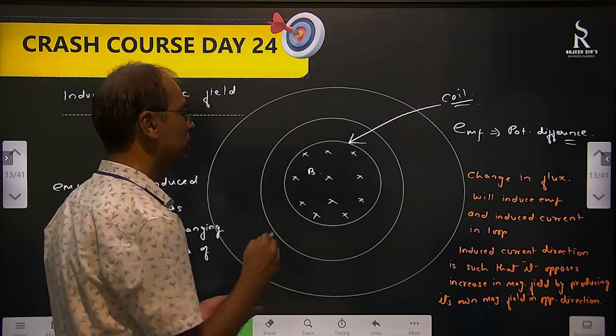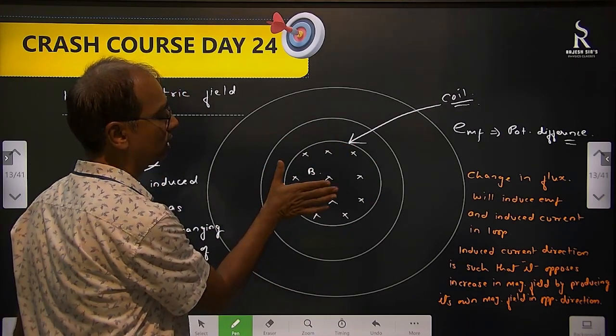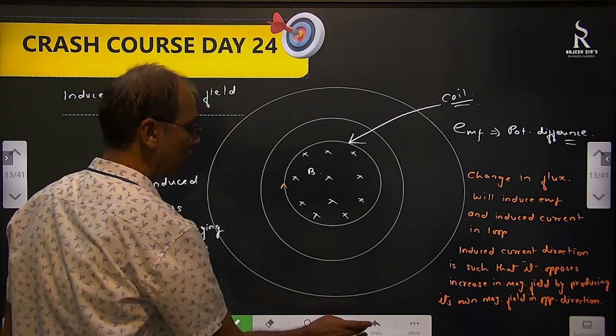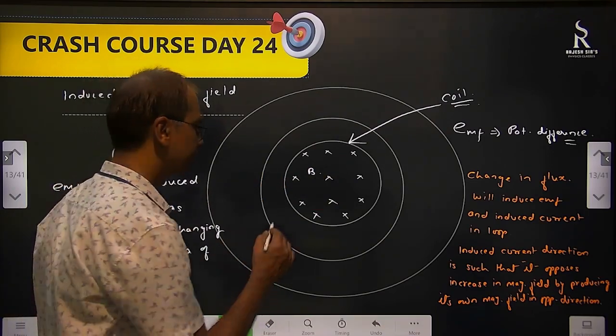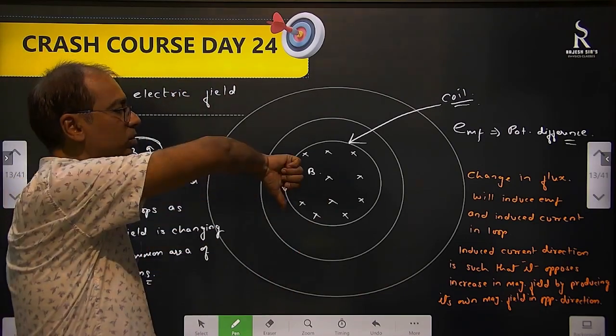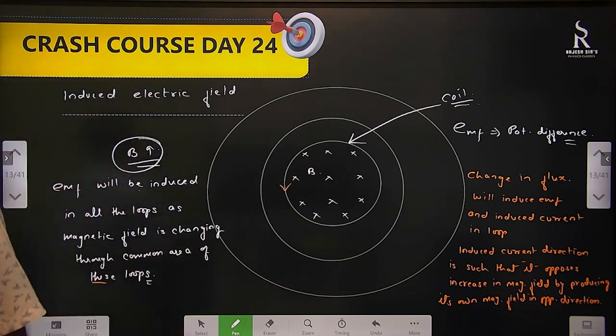So suppose we say it's clockwise. Clockwise means how will it produce the magnetic field? Inside only. So is it opposing? No. So then how will it oppose? Like this. If it's like this, you see that the magnetic field inside will be towards you, outside. Okay. So the induced current's direction should be anti-clockwise.